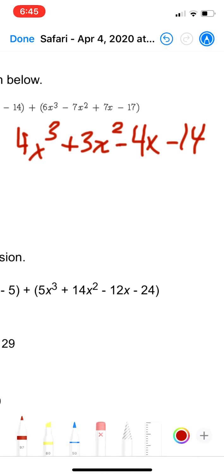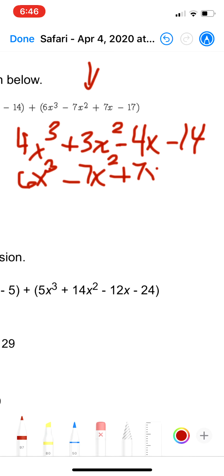Okay, so you copy the first quantity, and then underneath this, you're going to put your like terms. So you're going to take the second quantity and put the x thirds under the x thirds, the x squareds under x squareds, etc. The first term you have there is 6x to the third, so you put that under 4x to the third because they're like terms. Minus 7x squared will go under this 3x squared. 7x will go under 4x. And minus 17 will go under 14. Okay, they are like terms.